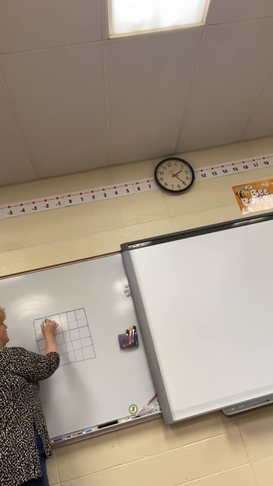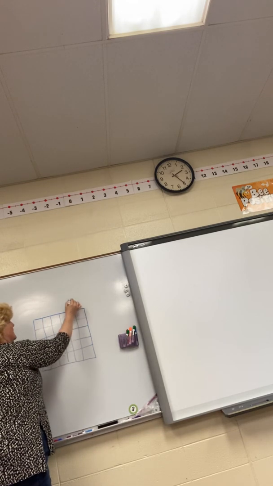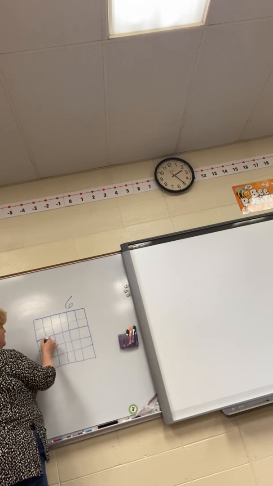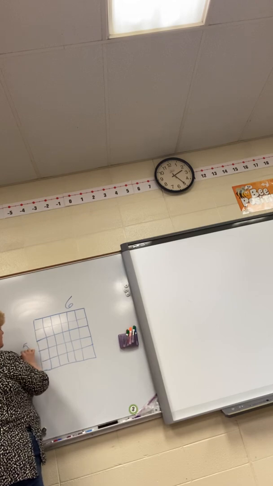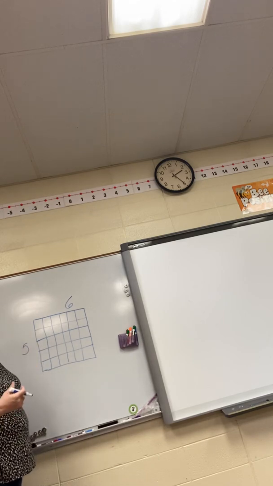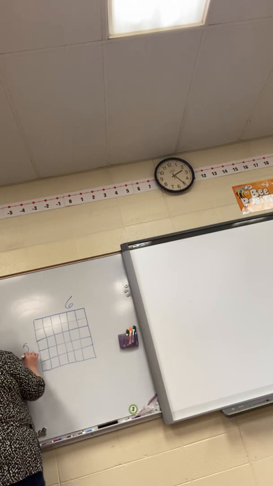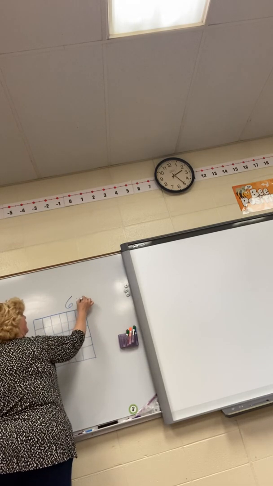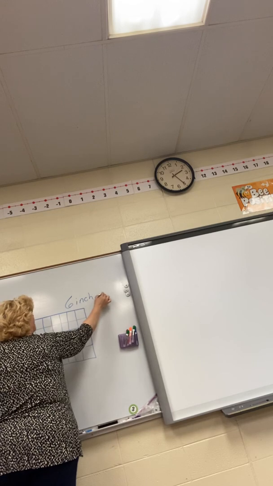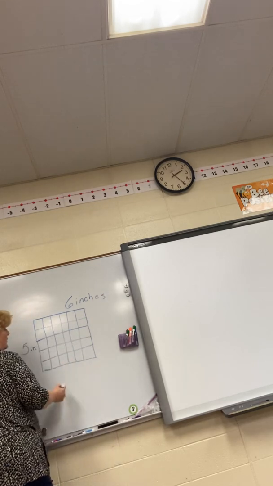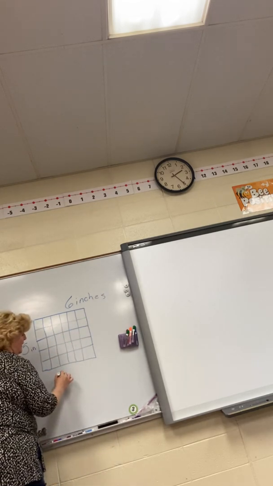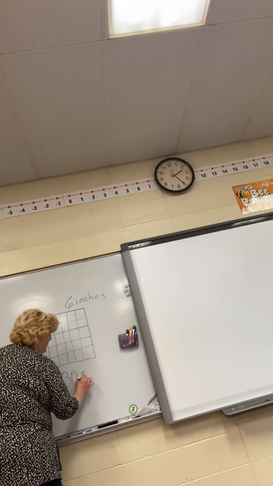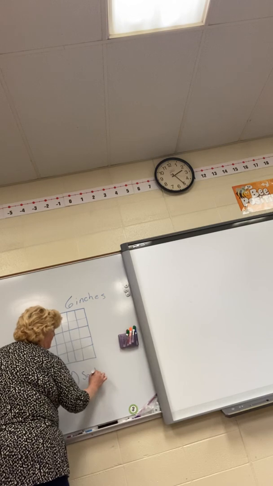And that I had 1, 2, 3, 4, 5, 6 squares there. And I had 1, 2, 3, 4, 5 squares here. Let's pretend, just for the sake of argument, that they were inches. Now, we would know that we had a total area of 30 square inches.